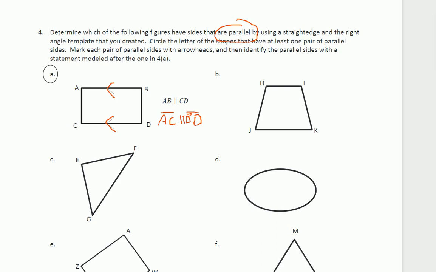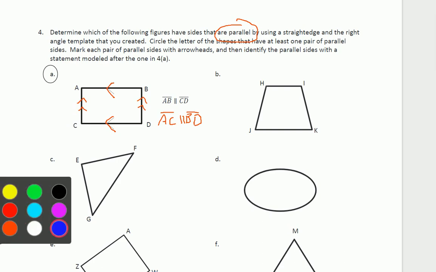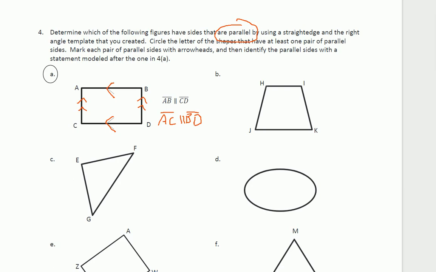So we have to make sure we get that in there, that it's parallel, and then we can show that those are parallel by putting arrows. This time, since I had one arrow in there, I'm going to put 2 arrows here and 2 arrows here. So this has 2 sets of parallel lines. Well, let's look at B. How many sets of parallel lines do I see here?